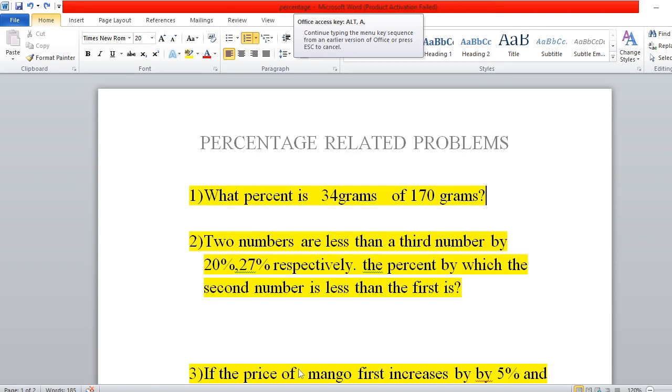This is Somesh. In part 1, we discussed basic concepts of percentage-related problems. In this video, I will explain questions that were previously asked in competitive exams.